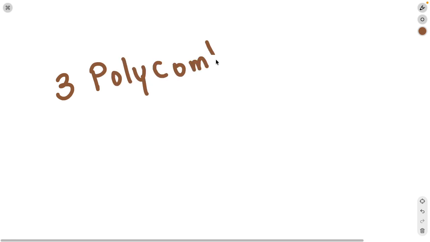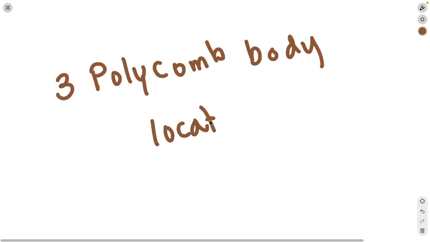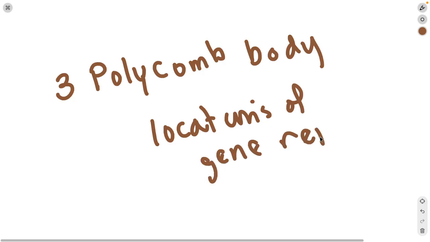And then the next one we could list that we should learn is called a polycomb body. And polycomb is the name of a weirdo fruit fly gene. And these are locations of gene repression.